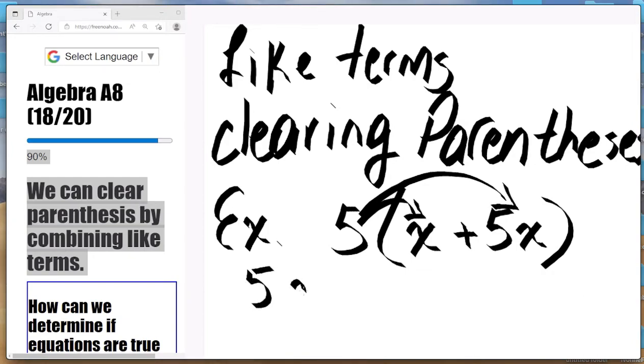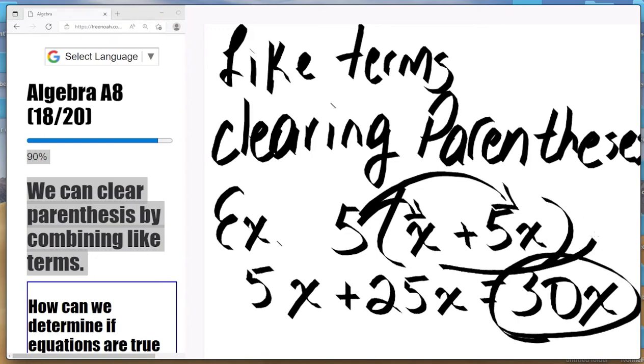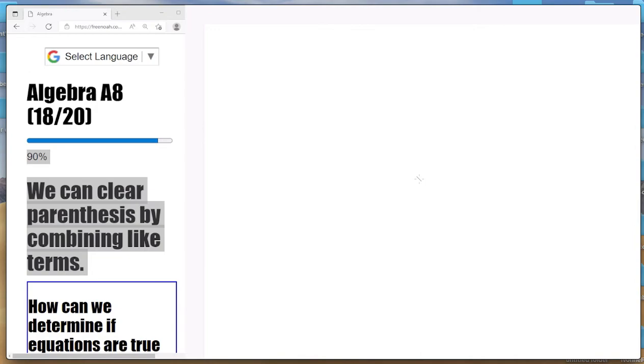Well, let's distribute the 5 and clear the parentheses. 5 times x gives us 5x, and then we have 5 times 5x, which gives us 25x. The next regrouping will give us 5x plus 25x. When we add the coefficients, we get a total of 30x. Ultimately, what we're saying is 5 open parentheses x plus 5x close parentheses equals 30x.